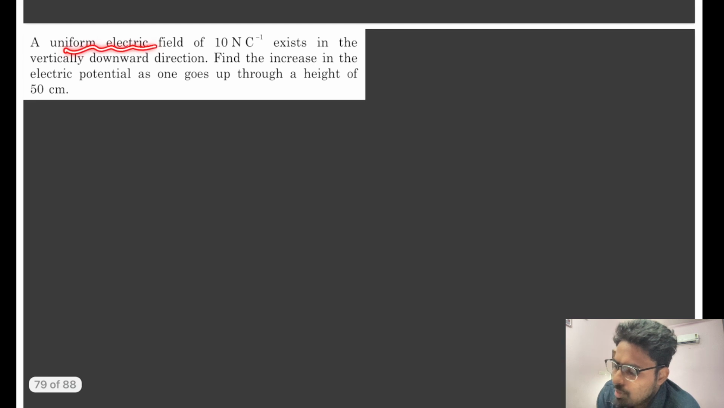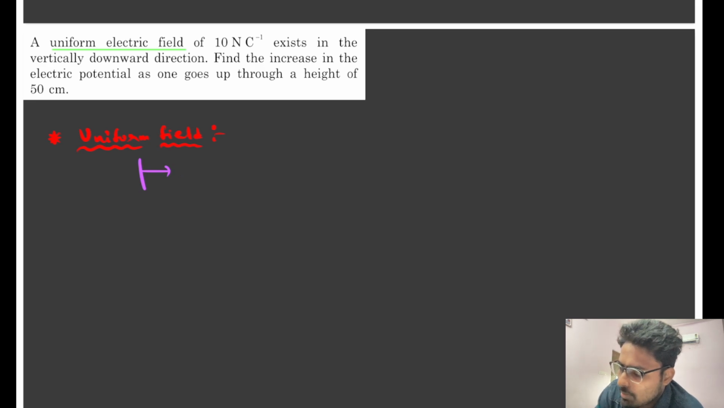So in this question they're telling there is a uniform electric field. Okay, so here this point is important. I'll explain what is a uniform field. So remember, as we are discussing concepts, I'm writing a concept here. Uniform field means what? Uniform field means both magnitude and direction must be same. Same magnitude and same direction.